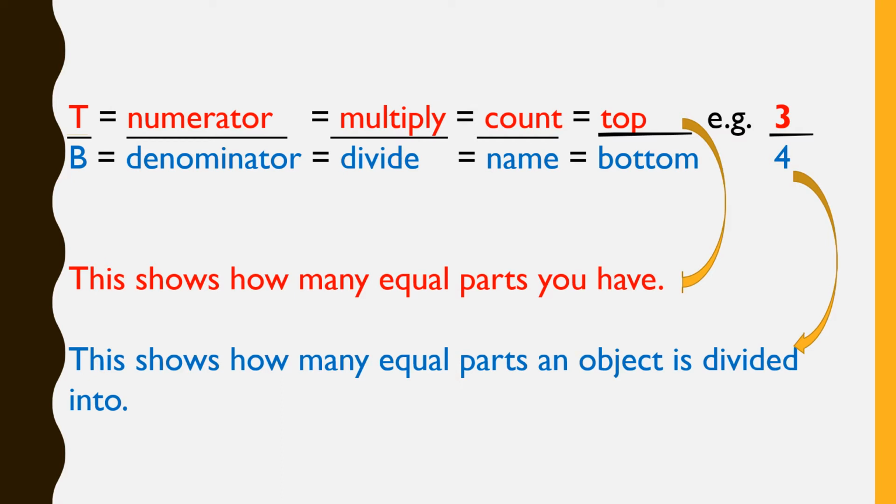definitions of a fraction. To me, a fraction is just a whole number on top, a whole number at the bottom. The top is the count, how many. The bottom is the name of the fraction. The top multiplies while the bottom divides.